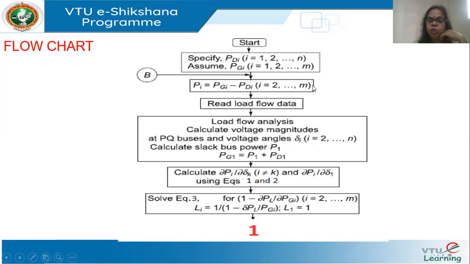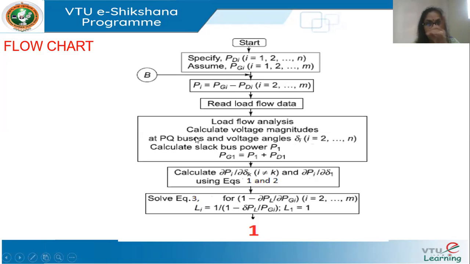So you calculate the injections at all the buses and read the load flow data, that is all your network data, etc. Perform the load flow analysis and calculate the slack bus power P1. This will give you the injected power at slack bus 1. Calculate the generated power, which is equal to P1 plus PD1. Even if you arbitrarily give some generation to the slack bus, no problem, because in your load flow you will not be using PG1 at all. You will solve for all the buses, so even if you have given some value, it doesn't matter. So PG1 is equal to P1 plus PD1.